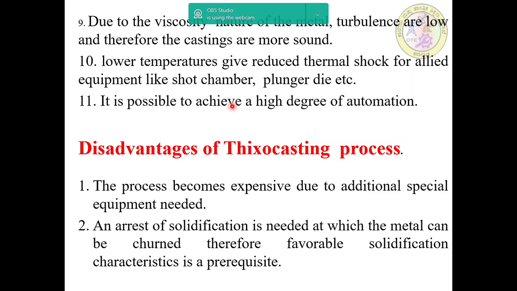And then the main disadvantages of the thixocasting process: the process becomes expensive due to additional special equipment needed, and an arrest of solidification is needed at which the metal can be churned. Therefore, favorable solidification characteristics are a prerequisite.